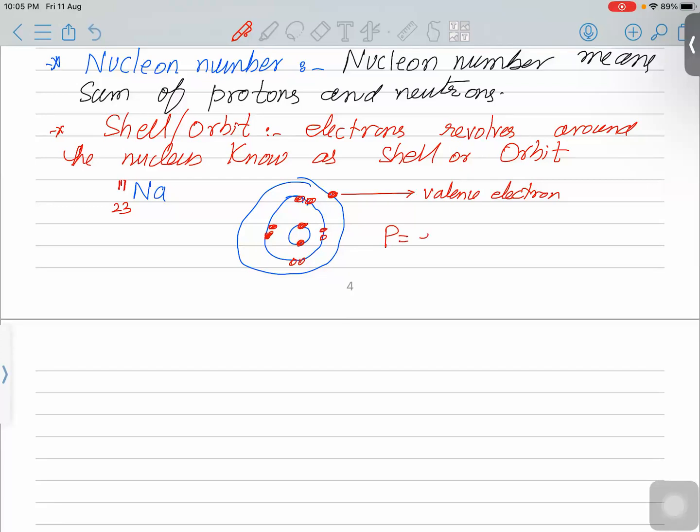Now, protons and electrons are same. Neutron is equal to 23 minus 11. 23 is nucleon number. 23 minus 11 is 12. So number of neutrons are 12, number of electrons and protons are 11.